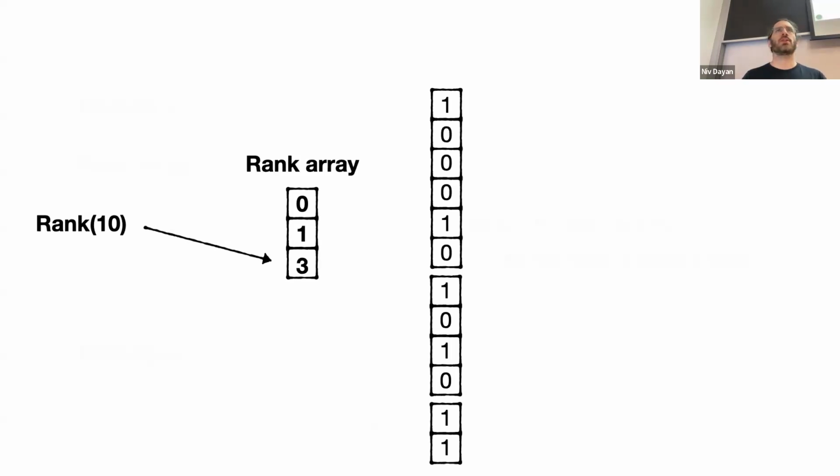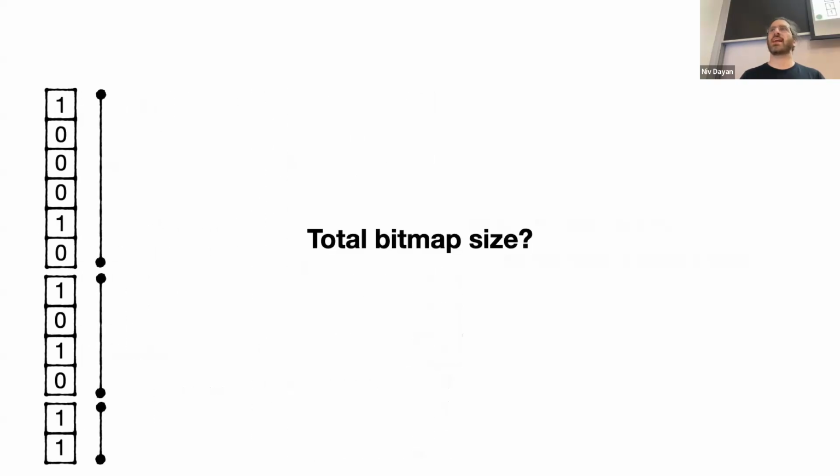Okay, so now we know the data structure. Now we can analyze it. So we might ask, what's the total bitmap size? Does anybody have a sense of how we might even begin analyzing this? So you reckon it might be something like n log n in terms of size?